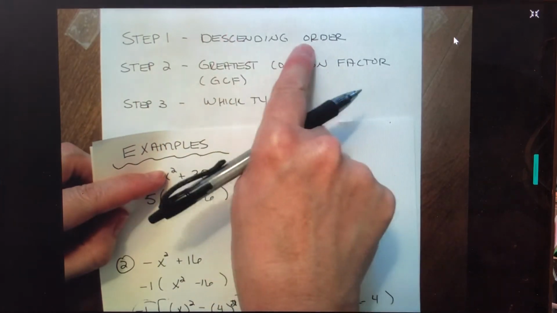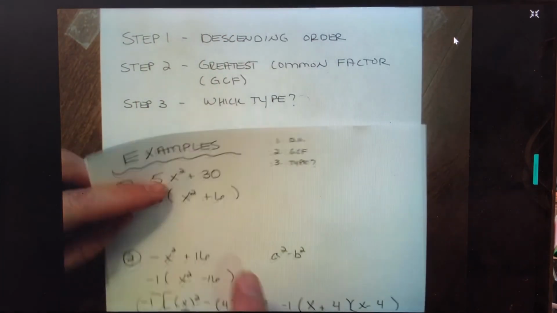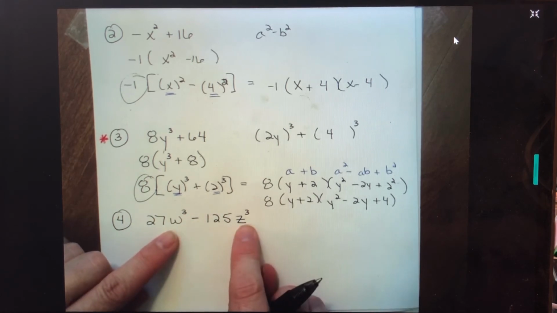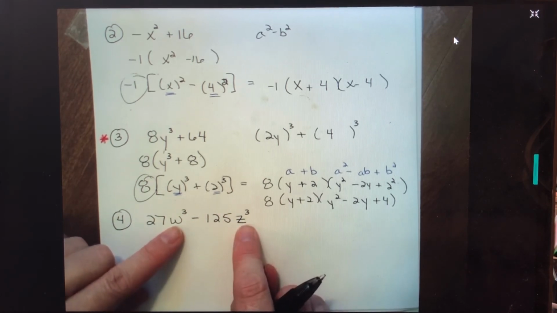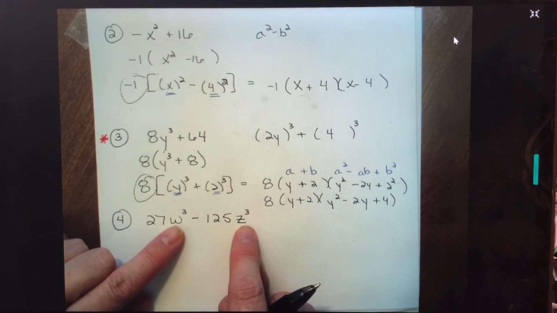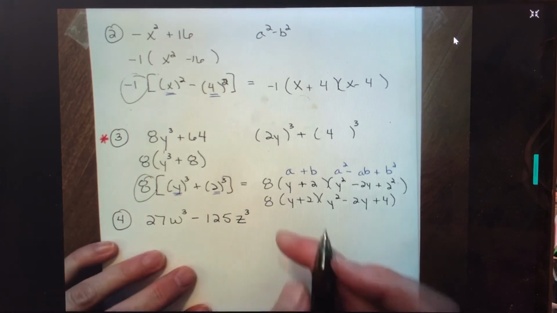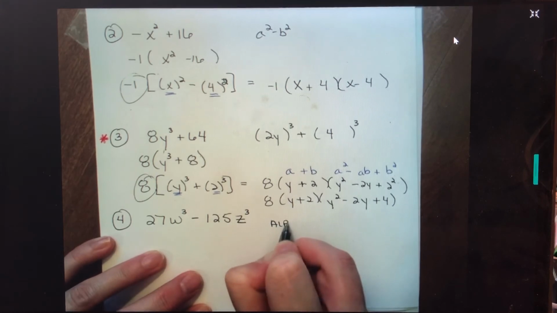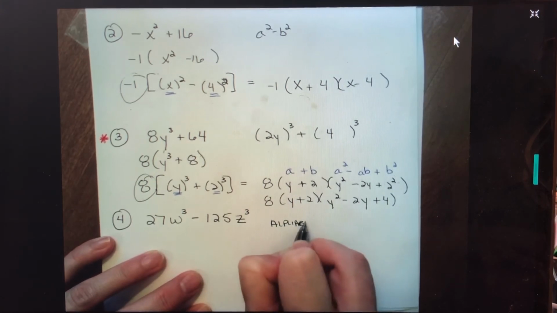Let's go ahead and follow our rules first. Let's make sure it's in descending order, and can we pull out a GCF? So descending order, when you have more than one variable, what are you supposed to do? Well, you're supposed to go alphabetically, okay? So W comes before Z in the alphabet, and so this one is fine.